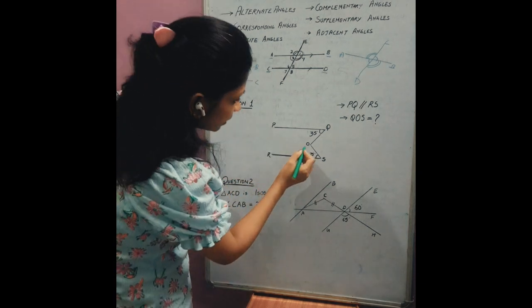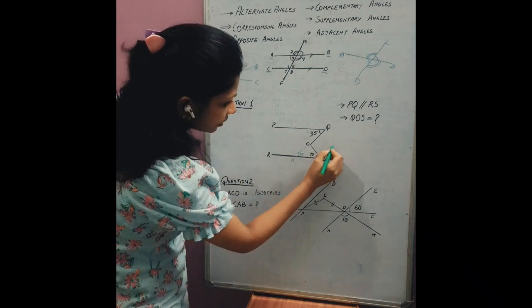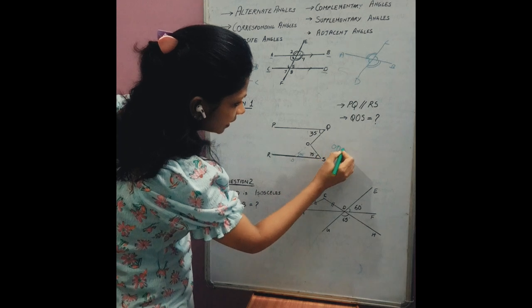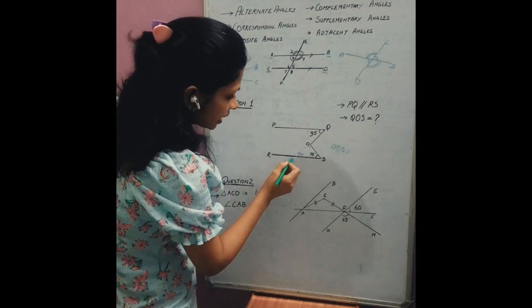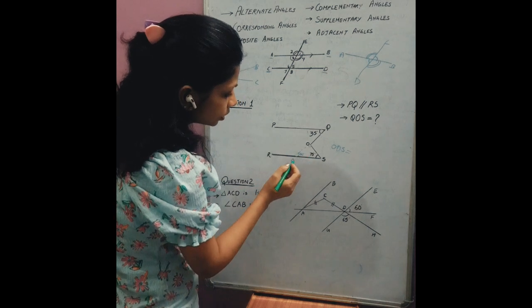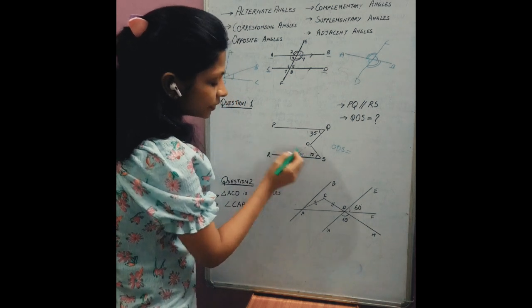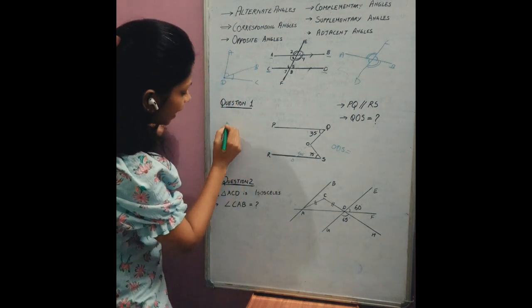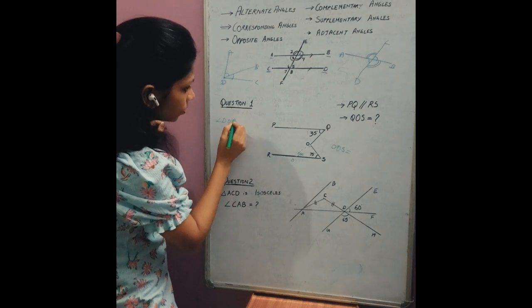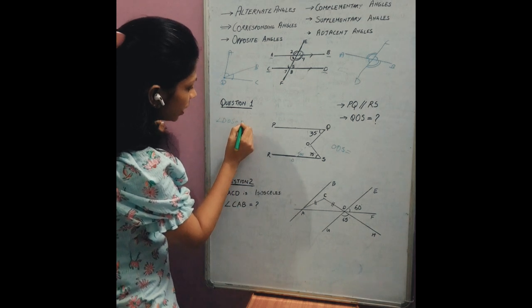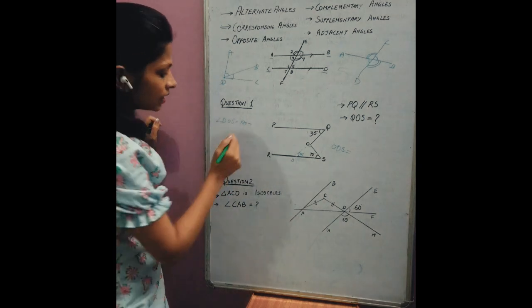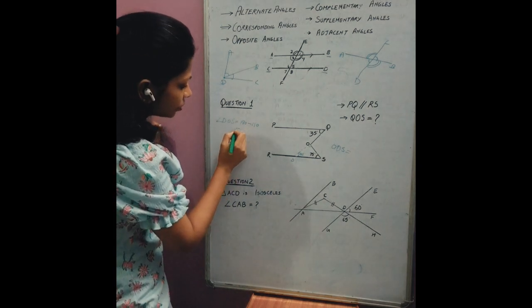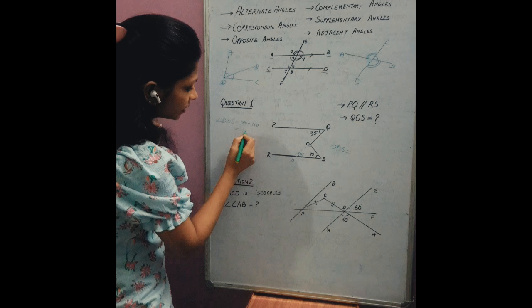Also, now in the triangle ODS, this angle, which is angle DOS, is equal to 180 minus 35 plus 75, which is 110. So this angle comes to be 70 degrees.